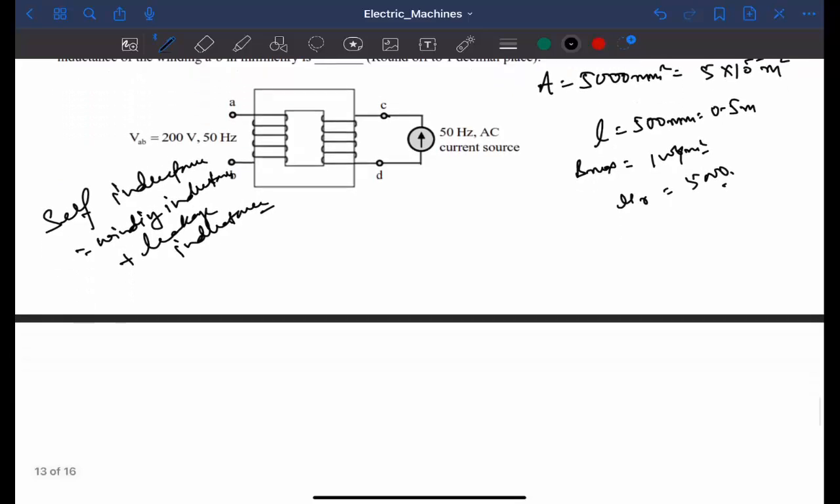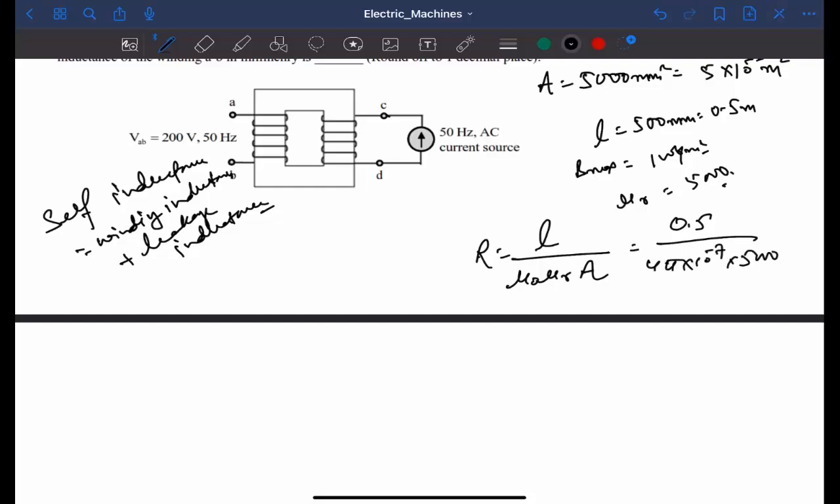Okay, so we will calculate leakage inductance since winding inductance is given. So reluctance will be what? Reluctance will be average length divided by mu naught mu r by cross section. So it will be 0.5 by 4 pi into 10 power minus 7, mu naught, into 5000 into 5 into 10 power minus 3. So reluctance will be 1591549.